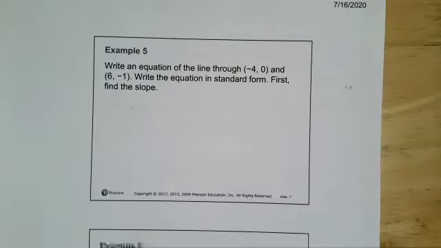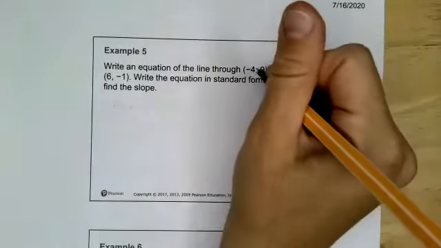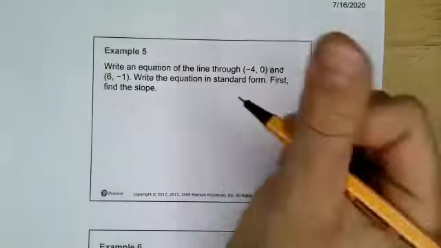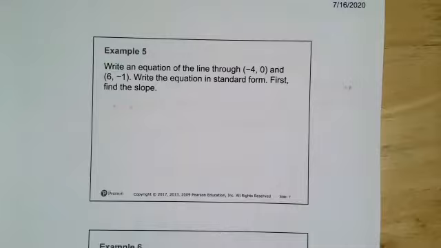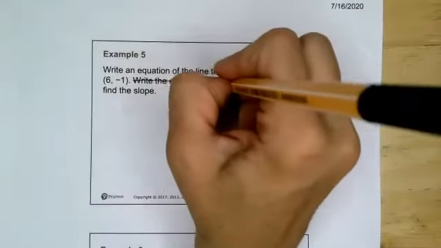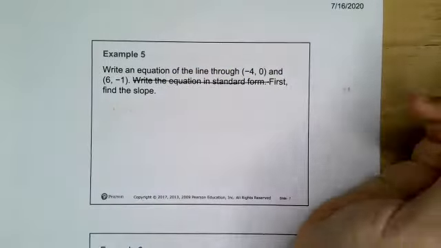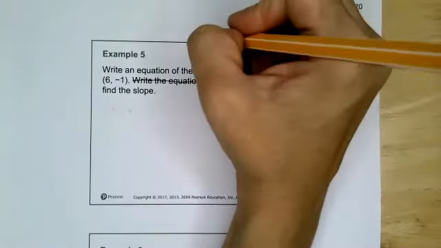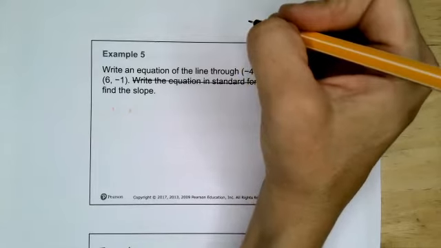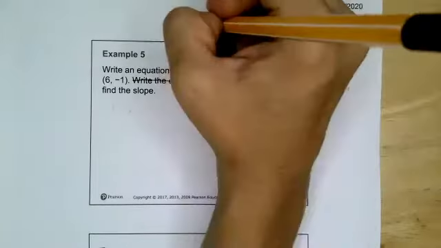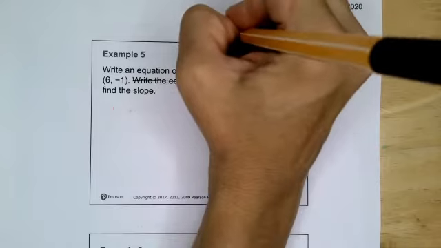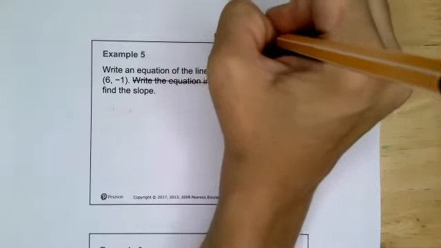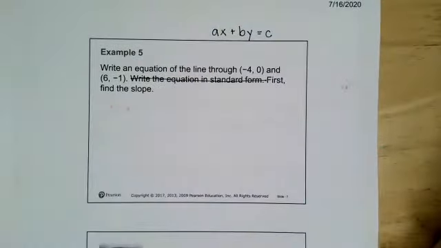Example 5 asks us to write an equation of the line through negative 4, 0 and 6, negative 1. Ignore this part. Sick of standard form. Okay, standard form, don't ignore it. I don't like it, but don't ignore it. Standard form is ax plus by equals c. So we will write it in standard form. I'm sorry, I crossed that off. I'll just stop.